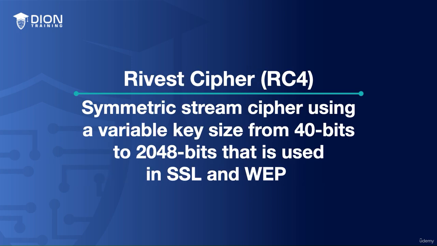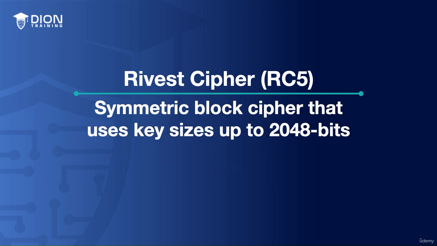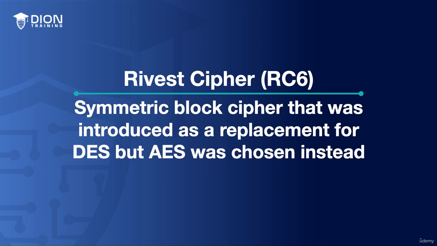RC4 is considered to be a stream cipher, and it uses a variable key size from 40 bits all the way up to 2048 bits. RC4 is used in both Secure Socket Layer, SSL, as well as the Wired Equivalent Privacy, or WEP, that's used heavily on the internet and on our wireless networks. Now, RC5 is a block cipher that uses key sizes up to 2048 bits. And finally, we have RC6, which is based on the RC5 cipher, but is a stronger and more advanced version of it, and it was originally entered into the contest as a replacement for DES. But ultimately, the Rijndael cipher, known as AES, was chosen as the winner.